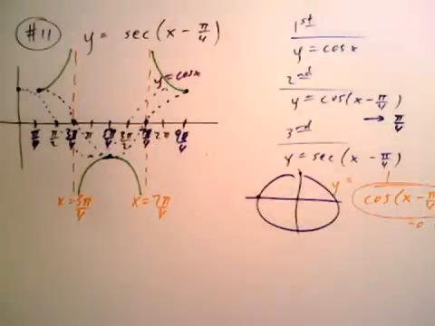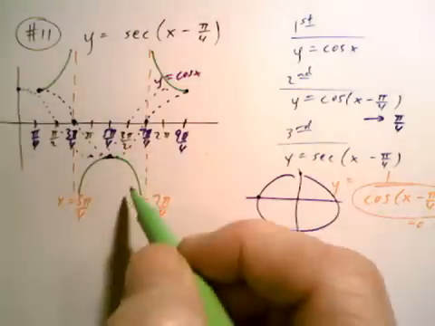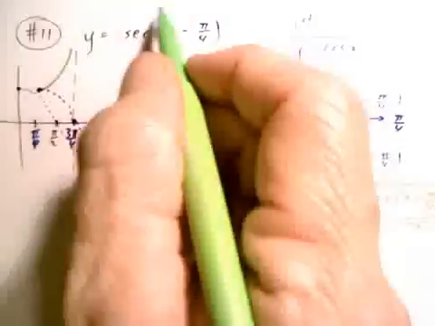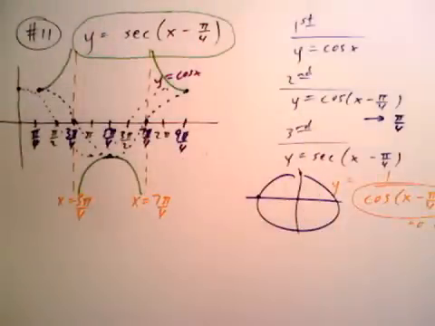because the cosine and the secant are reciprocals. So this green graph right here looks like someone crying. That's the graph of the secant of x minus pi over 4 over one full period.